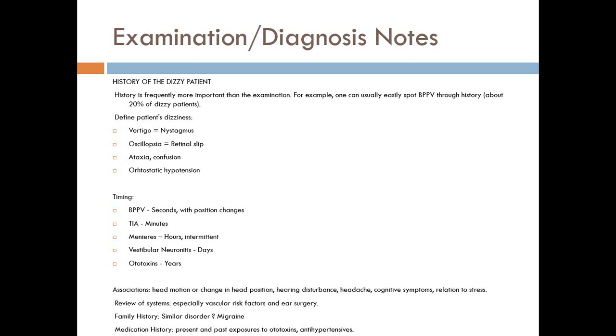So, associations: head motion or change in head position, a hearing disturbance, headache, cognitive symptoms, relation to stress. These are all things that might play a role in dizziness. We look at a review of systems. We want to especially look at vascular risk factors and ear surgery. We want to look at family history and then medication history or substance abuse history as well.